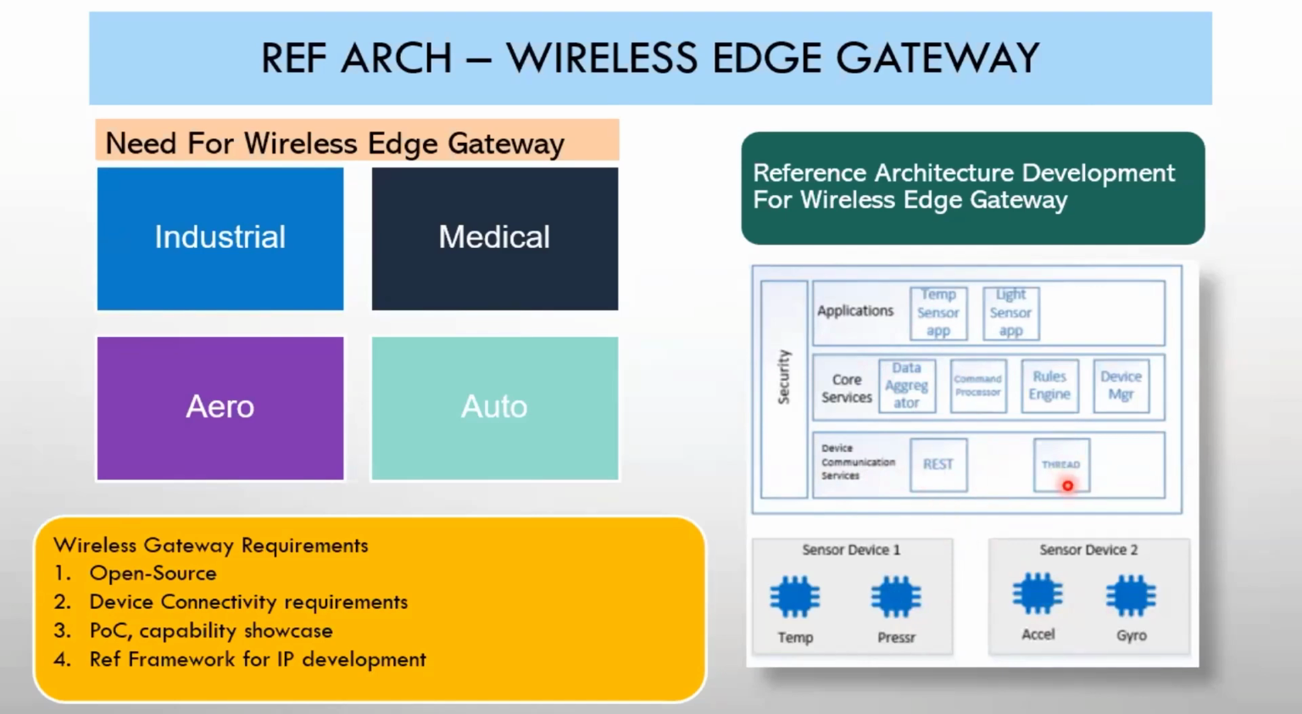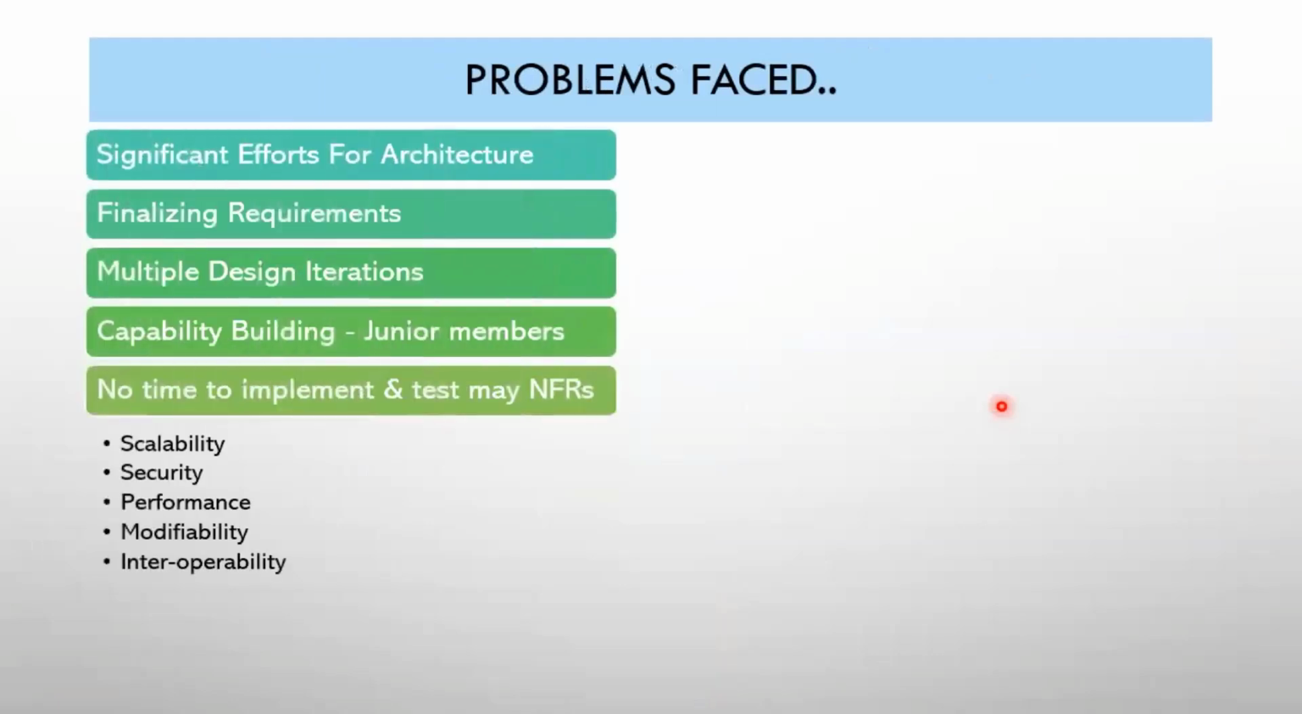With these protocols, we started our work. Some of the things we did not develop. We developed this temperature application, light application, then this device connectivity layer, this data aggregator, command processor, all those things. But obviously we faced problems because the bandwidth, the timeline we had was very low. Of course, we faced problems.